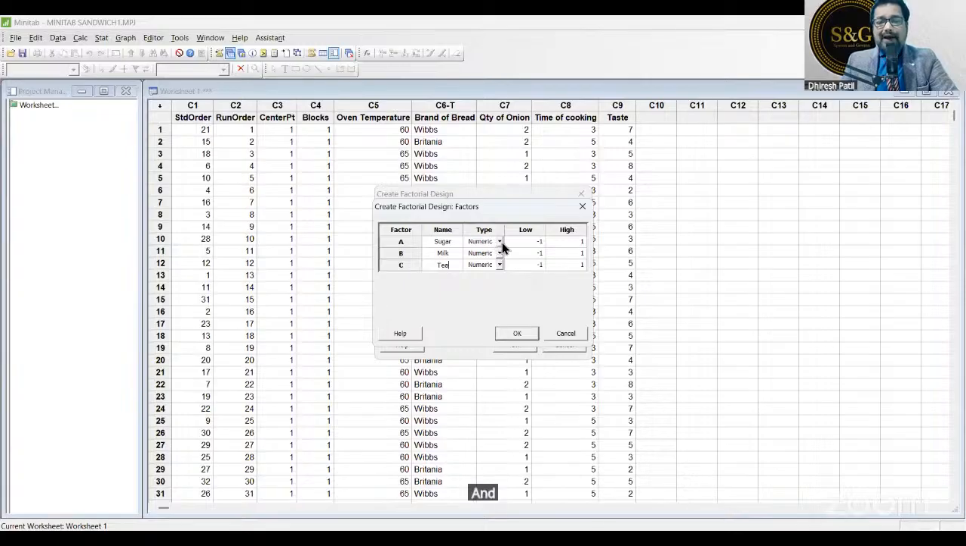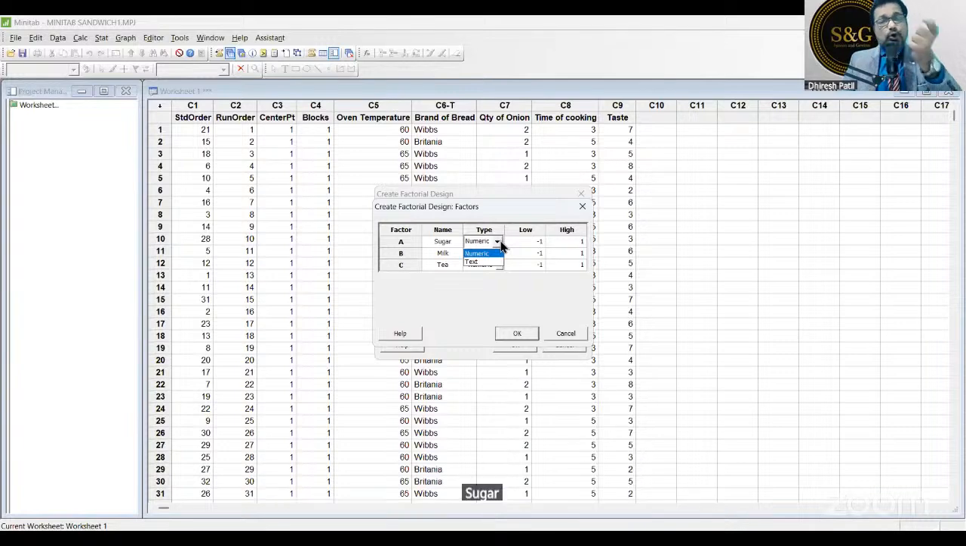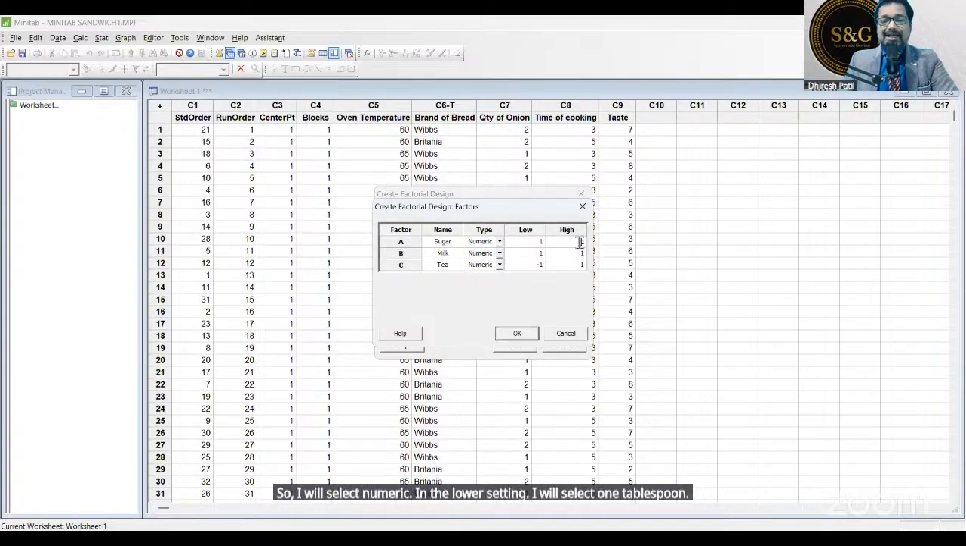And all the 3 factors, see in the type we have numeric and text. Numeric and text. Now, what about numeric? Now sugar, it will be quantitative, right? Sugar will be 1 tablespoon, 2 tablespoons, so it will be numeric. So I will select numeric. In the lower setting, I will select 1 tablespoon. In the higher setting, I will select 2 tablespoons. Everybody follow me. So lower setting and higher setting are the levels.